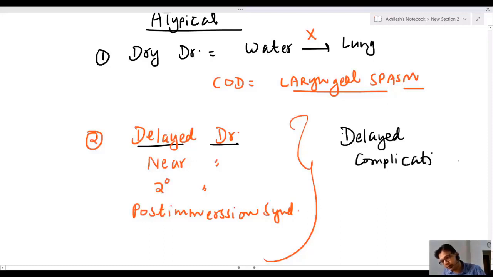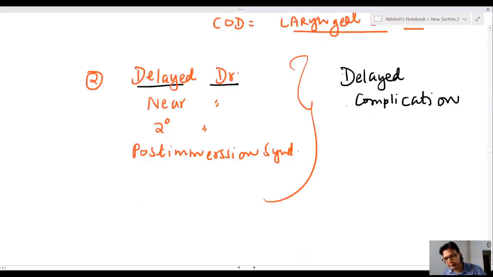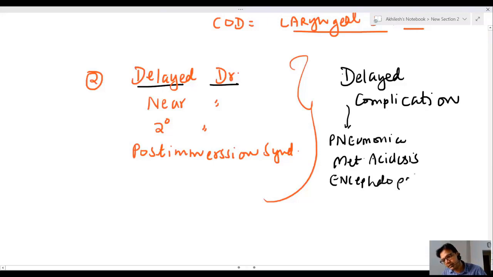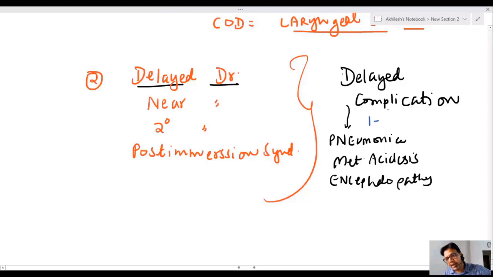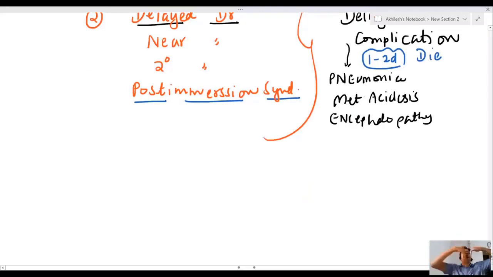What is the delayed complication? Like pneumonia, metabolic acidosis, or encephalopathy. These are complications seen after 1 to 2 days of drowning. It means the person does not die immediately; the person dies after 1 to 2 days. This is delayed drowning, near drowning, secondary drowning. Post means after immersion, there is a syndrome, post-immersion syndrome. So I have told you 3 types of drowning: wet drowning, dry drowning, and delayed complication drowning.